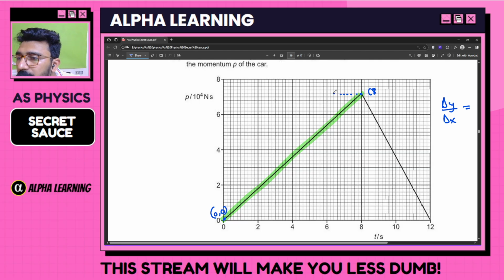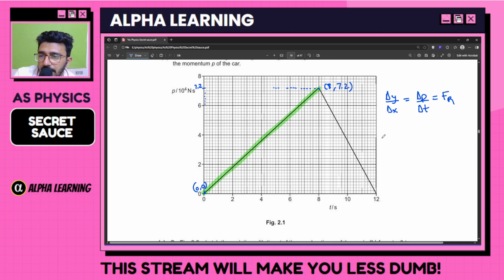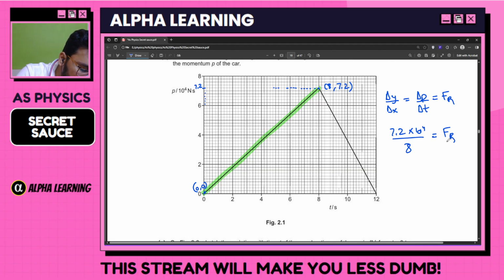One second, let me calculate y. This is your value of y, which will be equal to, this is 1, 2, 3, 4, 5 and 7.2. This is equal to 7.2. Can you calculate the gradient here? Yep, it should be easy. So this will become 7.2 into 10 to the power of 4 divided by 8 is equal to your resultant force. 7.2 divided by 8, multiplied by 10 to the power of 4. Your resultant force comes out to be 9,000 newtons.